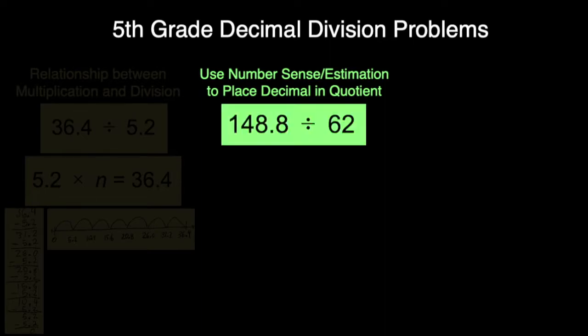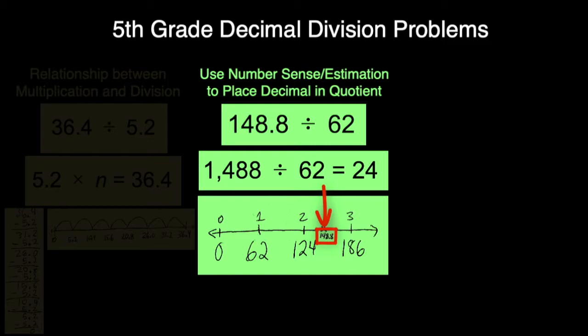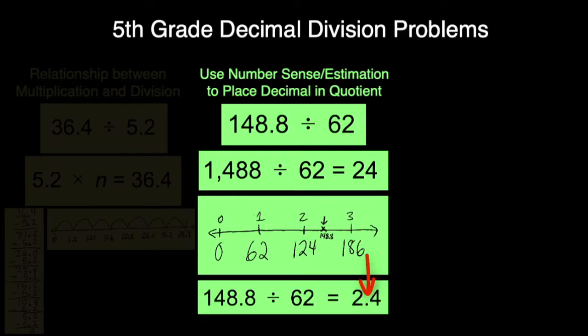For example, 148 and 8/10 divided by 62. Ignoring the decimals, we have 1,488 divided by 62, which yields a quotient of 24. But 24 doesn't make sense using estimation because the dividend, 148 and 8/10, is between 2 and 3 times larger than the divisor. So the quotient must be a value between 2 and 3, so the decimal goes between the 2 and the 4, or 2 and 4/10.